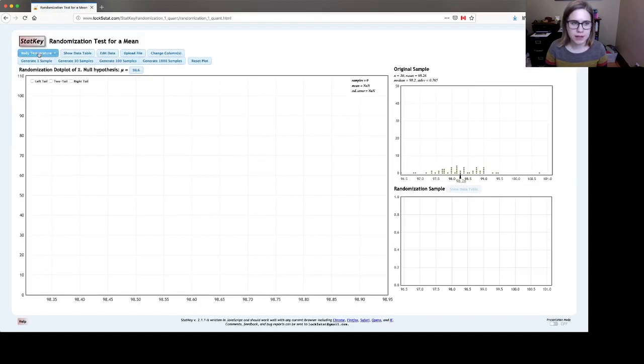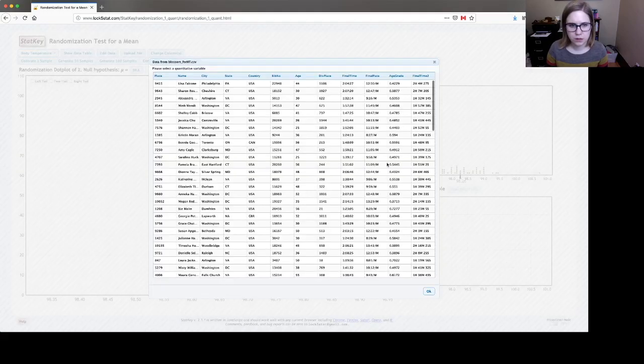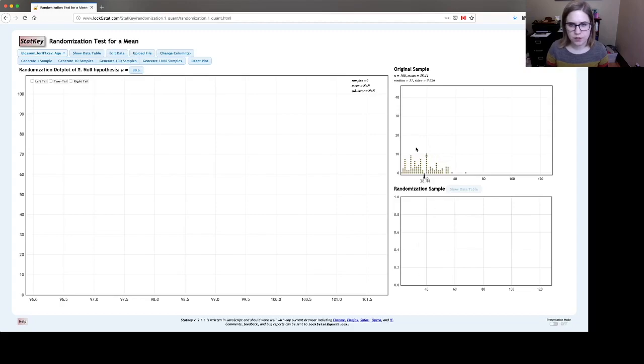And then my data set is not in the dropdown, so I need to upload it. So I'm going to do that, and pick the right column. Okay. So here's our distribution. For that one, we had found a mean of 38.44 and a standard deviation of 9.83. So we're seeing that same thing here.